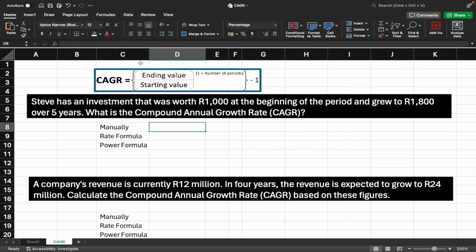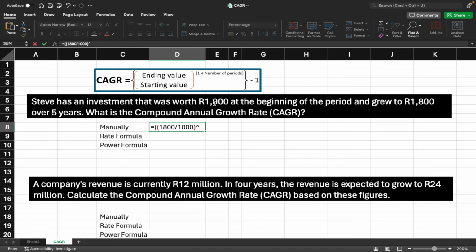Of course, I've also brought in our formula here on top, the one that we used to get the answers. But let's look at this. How do we do it manually? Well, we're just going to plug in the formula that we have here at the top. So I'm going to press the equal sign and then open bracket twice. Remember, I have to take into account the number of brackets that we have here. And then what is our ending value? Our ending value is 1,800. Remember that. And then what is our beginning value, or our starting value? That's 1,000 Rand. Okay, and then I close the first bracket, and then I raise it to the power of 1 divided by the number of years, which is 5 years.